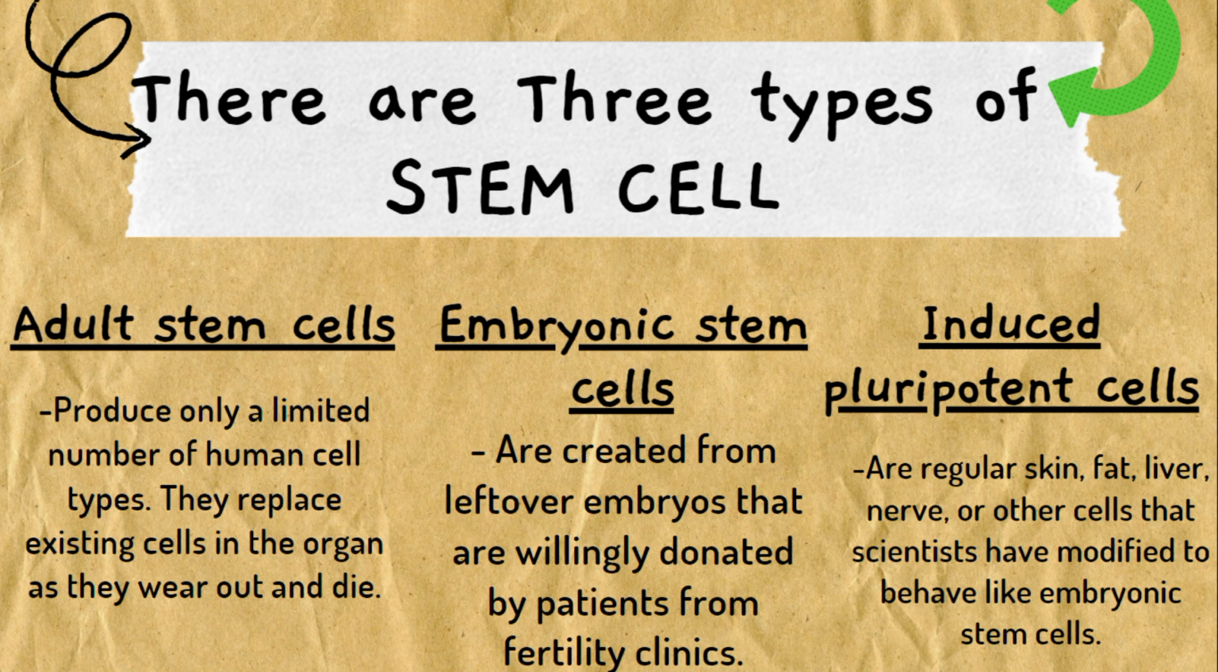iPSC offers several advantages over embryonic stem cells, including their patient-specific nature, which reduces the risk of immune rejection in cell-based therapies, and the avoidance of ethical concerns associated with the use of embryonic tissue. iPSC exhibit characteristics similar to embryonic stem cells, such as pluripotency and the ability to differentiate into various cell types, making them a valuable tool for disease modeling, drug discovery, and personalized medicine.